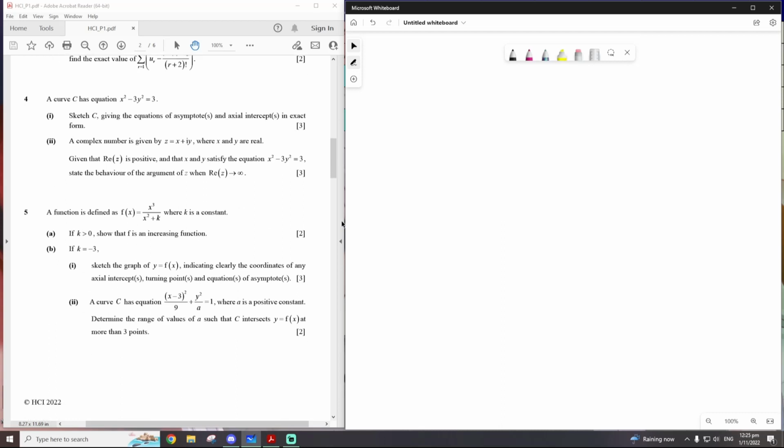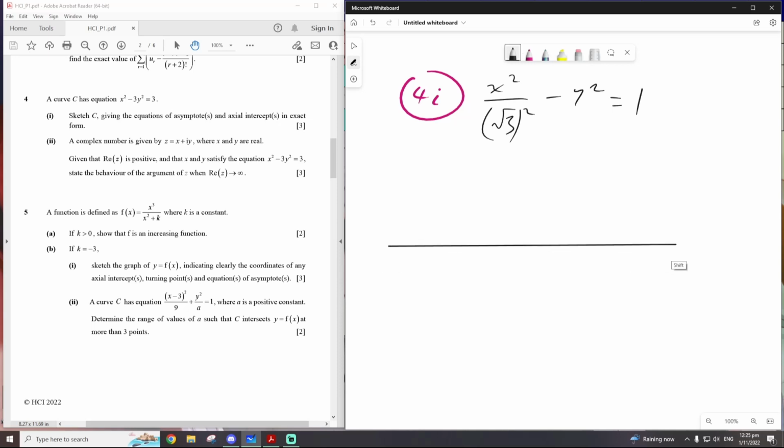Question 4. Okay, hyperbola. Okay, so we have this for part 1. If you want, you can write the equation in standard form. X squared divided by root 3 squared minus y squared equals 1. Although I suppose it's not that necessary since the numbers are quite nice anyway. And what this is going to give you is a hyperbola centered at the origin.